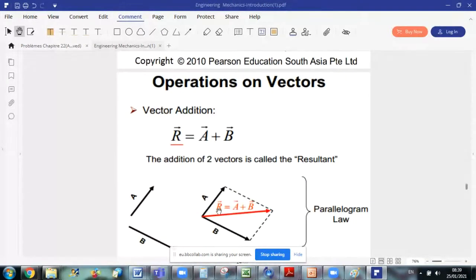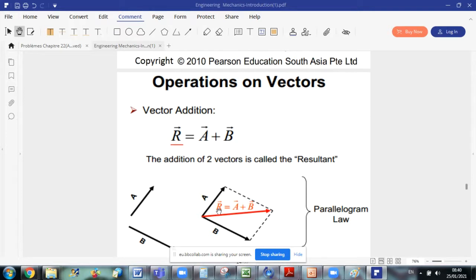Now, what are the operations that we can do on vectors? The first operation is addition. I can add two vectors. And to perform the addition of two vectors, I have several ways. I have an analytical way and I have a geometrical way. What do I mean by this?